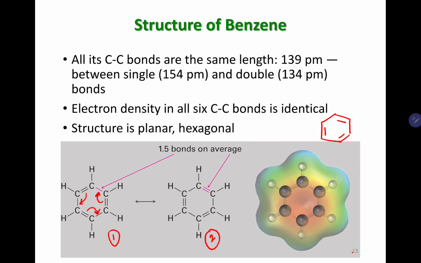When you take a look at the carbon-carbon bond lengths, it has around 139 picometers bond length, which is in between a single bond and a double bond length. These experimental results provide evidence for these resonance structures. And also the electron densities: if you look at the electron density diagram, it has all 6 carbons with identical electron densities.